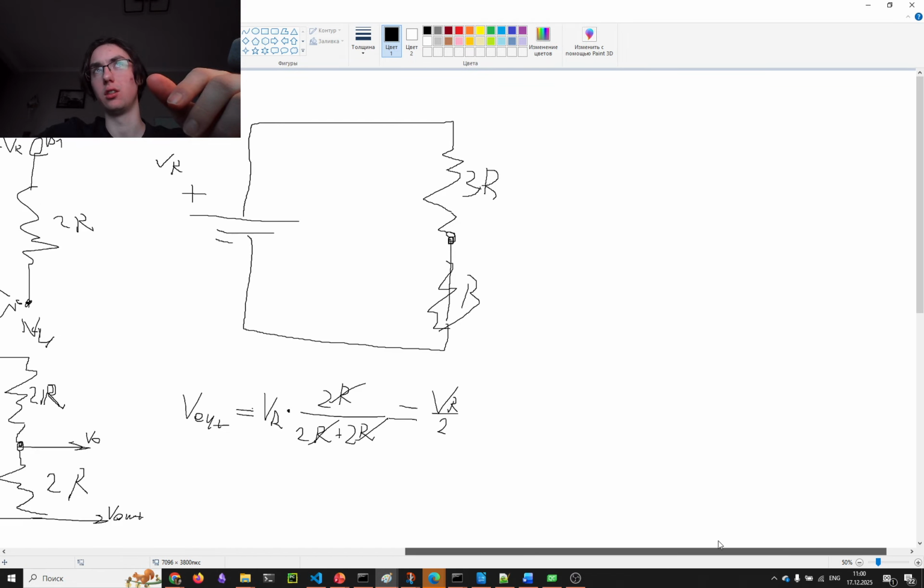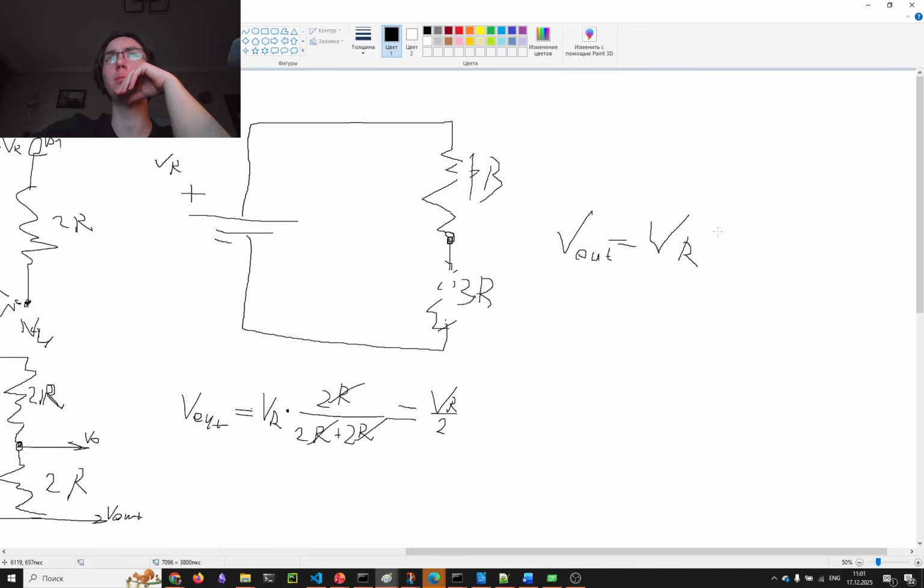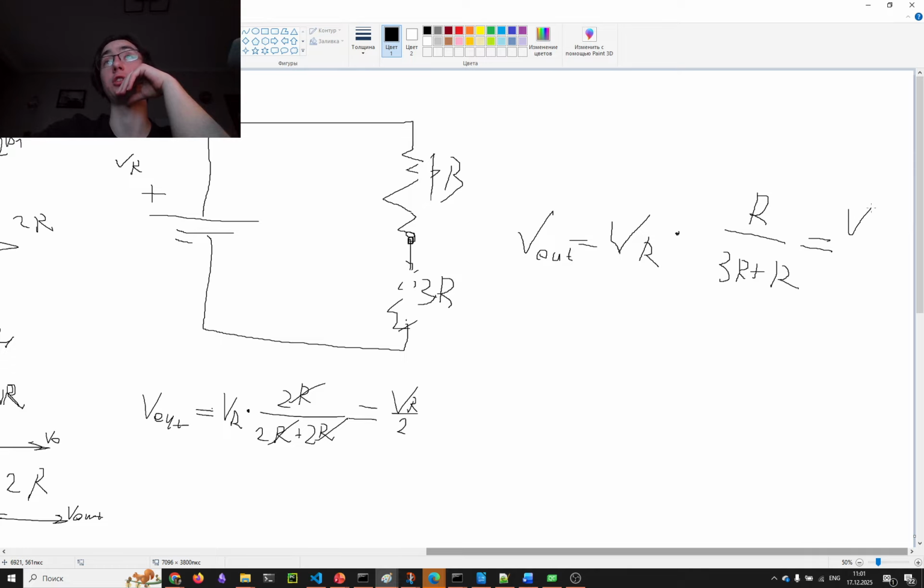Or no, actually the other way: 3R here and 1R here. Yeah, so we got 1R here and 3R here, and basically that means that V out would be equal to V reference multiplied by R divided by 3R plus 1R, basically VR divided by 4. So yeah, that is actually correct.